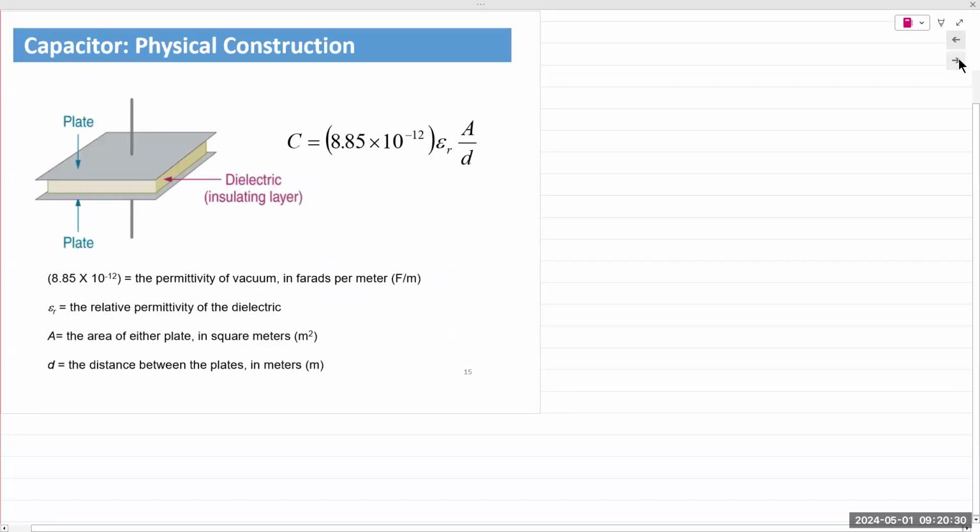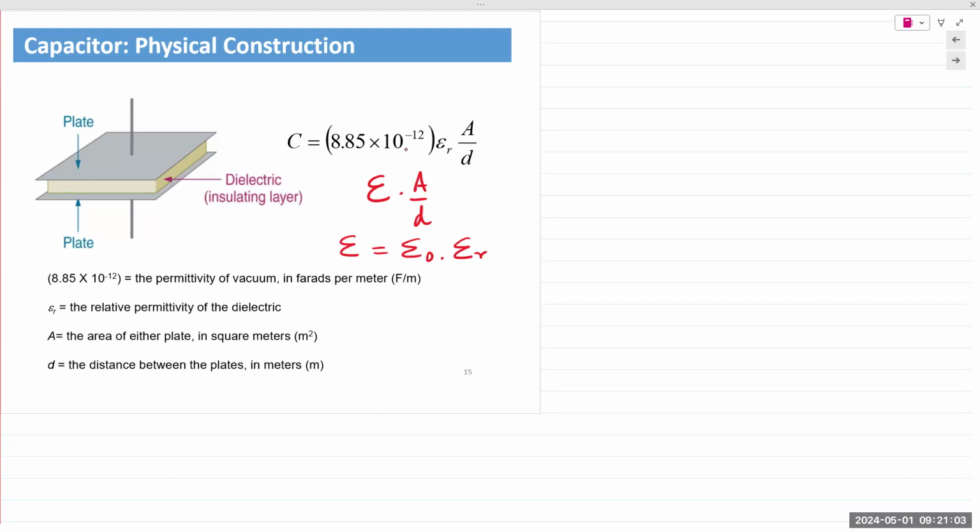Physical construction of the capacitor, similar to the inductor, depends on the dimensions of the parallel plates. It is epsilon A over D, where epsilon is given by epsilon 0 times epsilon R. Remember, for inductor, it was mu, the permeability. Here, it is the permittivity. Epsilon 0 is a constant, 8.85 times 10 raised to minus 12. Mu 0 was 4 pi times 10 raised to minus 7.